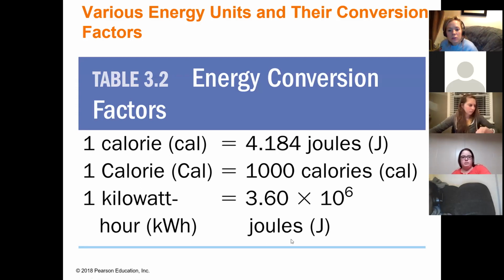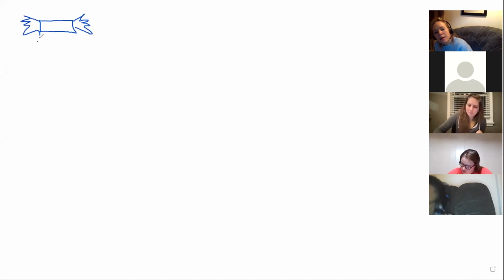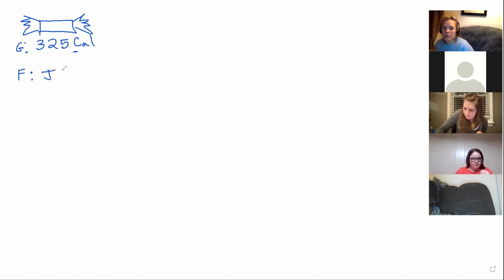All right, so I have a candy bar and it has 325 big C calories in it, okay? Big C calories. I want you to find how many joules of energy are in this thing. Use your dimensional analysis, okay? And do note that this is a kilocalorie or big C calorie. I'll give you guys about 2 minutes to mess around with that.